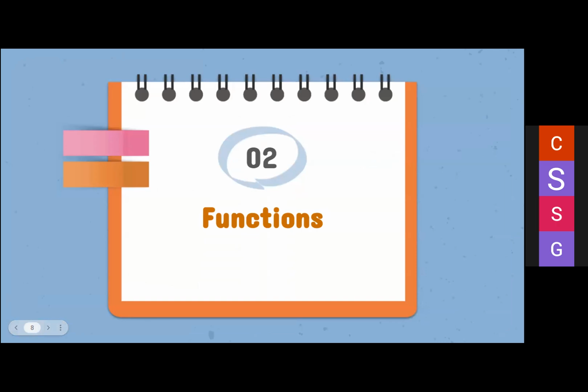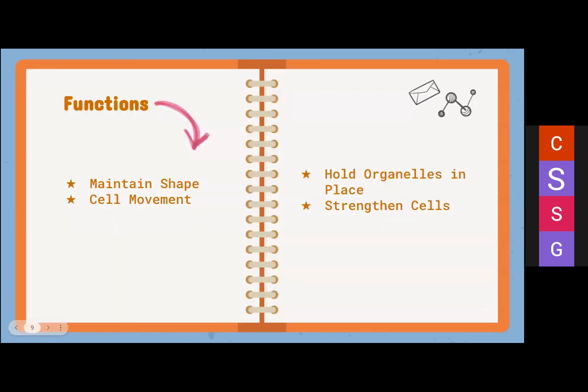Now we are going to talk about all of the functions of the cytoskeleton. The four functions of the cytoskeleton are maintaining cell shape, cell movement, holding organelles in place, and strengthening the cell. All of the fibers previously discussed are crucial in carrying out these important functions.